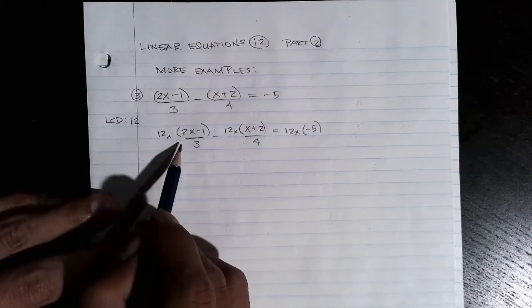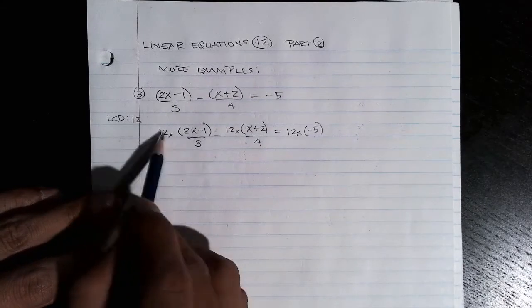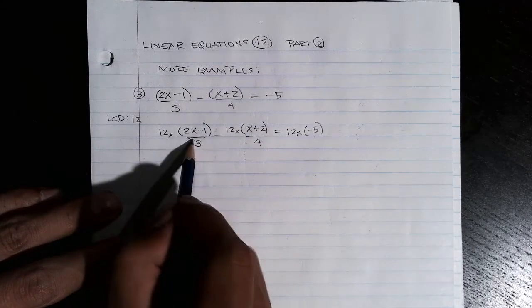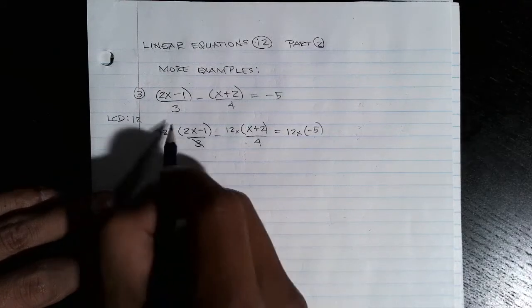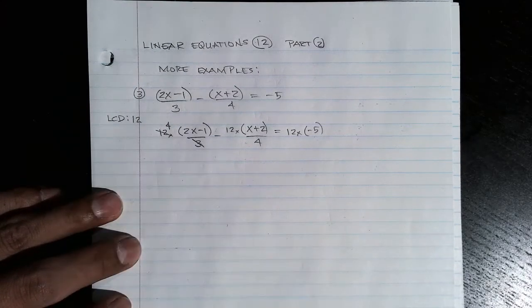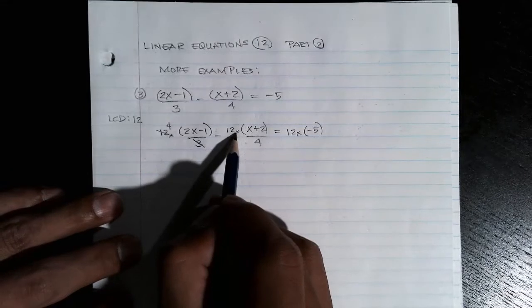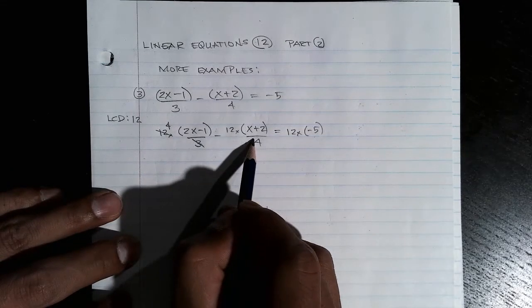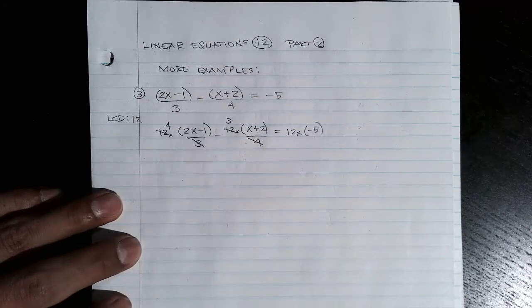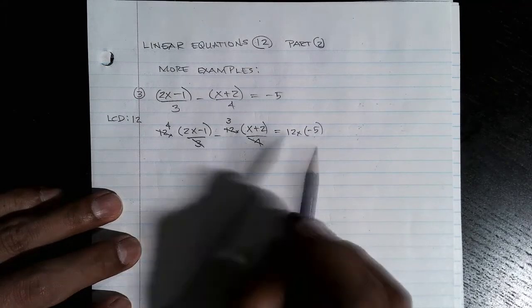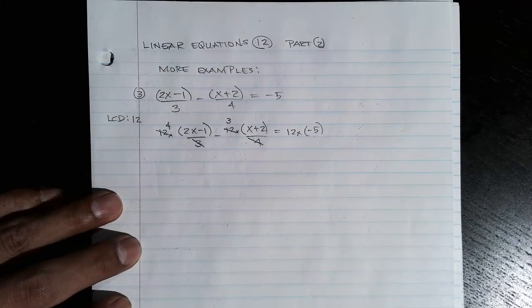Well, what does this 12 do? Multiplying it by 12, it's going to cancel that 3 from the bottom, which is what we want to do. Because 12 divided by 3, this will become a 4. This multiplying of 12 is going to cancel this 4 in the bottom, because 12 divided by 4 will give you 3. And that's all we got. And on this side is just 12 times negative 5, sorry.